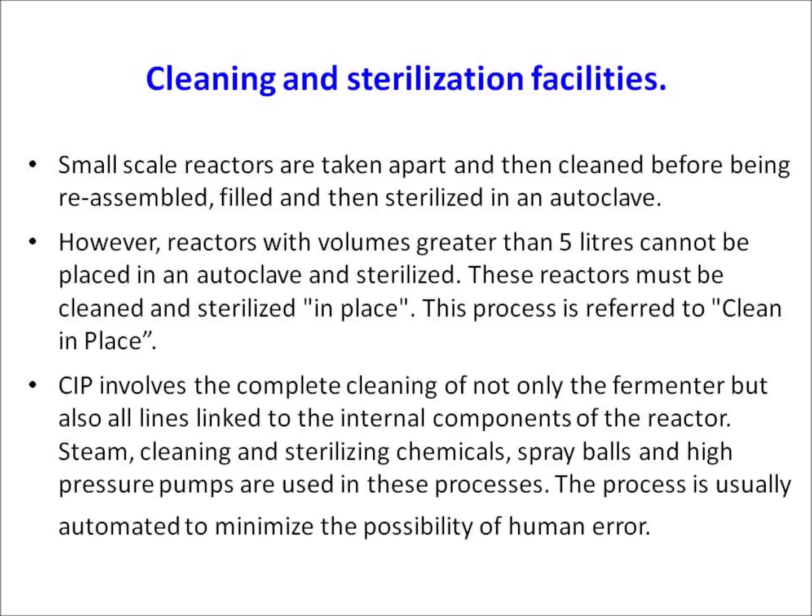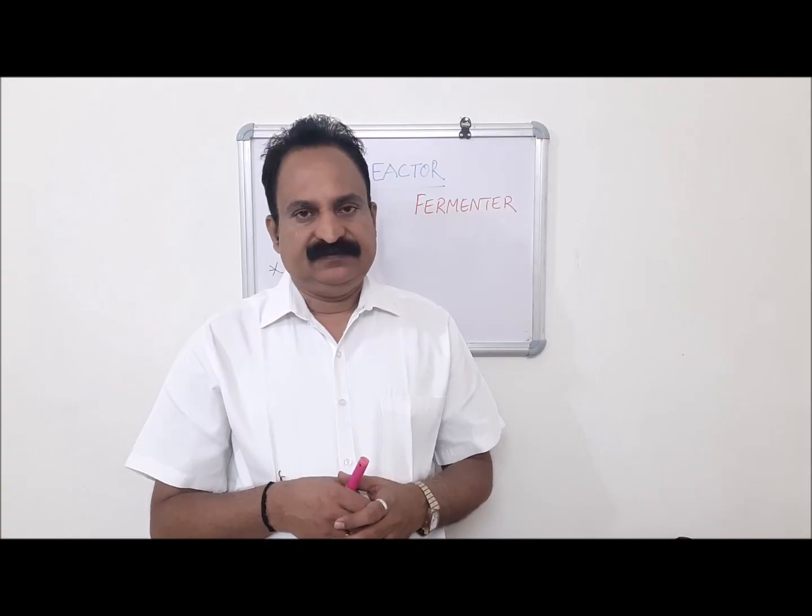CIP, that means clean in place, involves the complete cleaning of not only the fermenter but also all lines linked to the internal components of the reactor. Steam cleaning and sterilizing chemicals, spray balls and high pressure pump are used in this process. The process is usually automated to minimize the possibility of human error.